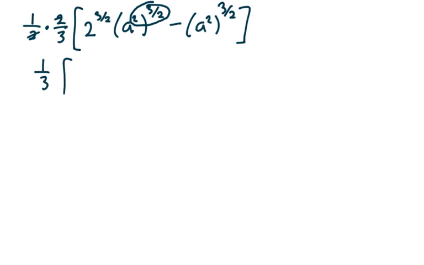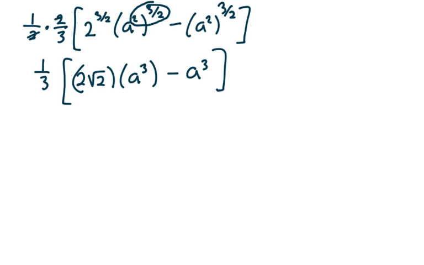And so we get 1/3 times the quantity 2 square root of 2, right? That's the same as 2 to the 3/2, times a cubed minus a cubed. And so I'm going to factor out an a cubed. And what you end up getting overall is a cubed over 3 times the quantity 2 square root of 2 minus 1. And that's number 71.